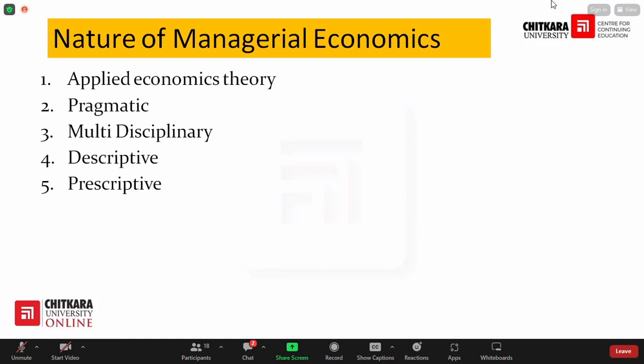Prescriptive means prescribe, like a doctor prescribes you medicine. So managerial economics prescribes you something. What does it prescribe? It prescribes some models, some techniques with the help of which you can increase your profit. You can take better decisions. If your product is having less demand, it will suggest some solution. If your cost is very high, economics will suggest some solution. It will prescribe some model, maybe some technique, so that you can take better decisions, so that you can increase the demand, decrease the cost and maybe control the price.